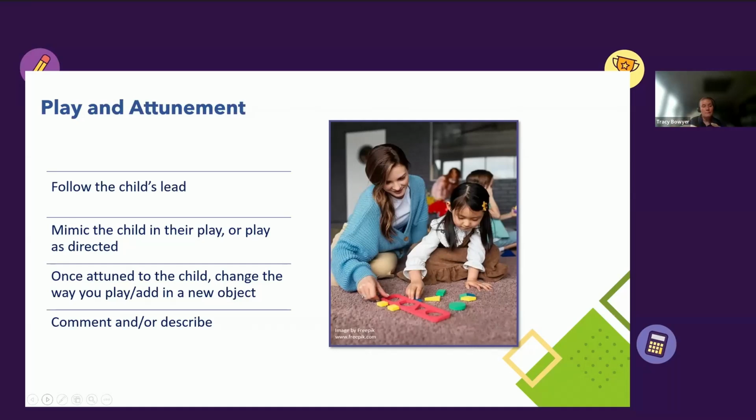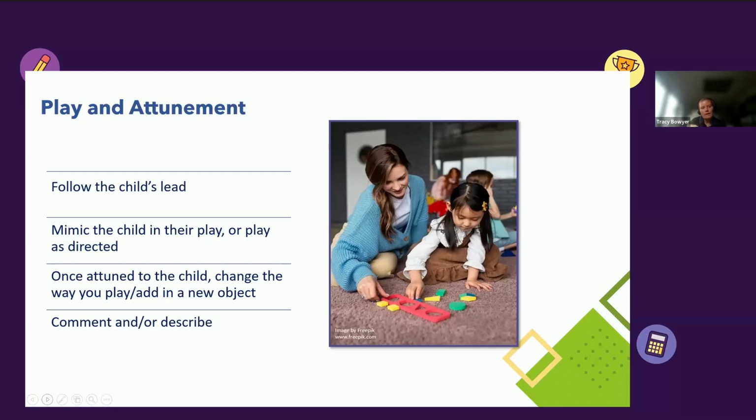Once she accepted me and was happy for me to play in that way, I moved it up a notch. I might introduce something else. I might change slightly the way I played, or add in a new object. So when she was playing with the cars and we were pushing the cars backwards and forwards, maybe I would introduce a ramp for the car to go up and down. Or if she was playing with the toy food items and pretending to cook, I might put a new ingredient into the pan. So changing the play can introduce our young people to new ideas, new objects, new communication opportunities as well.